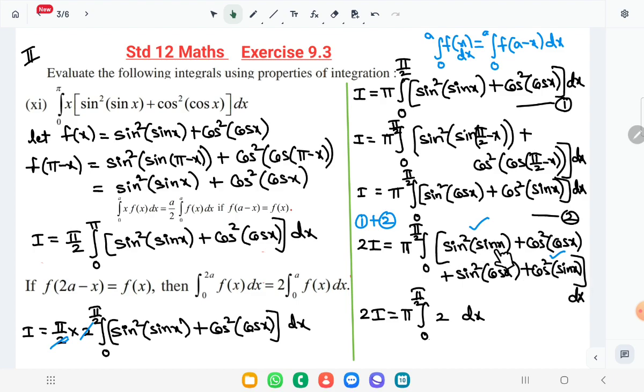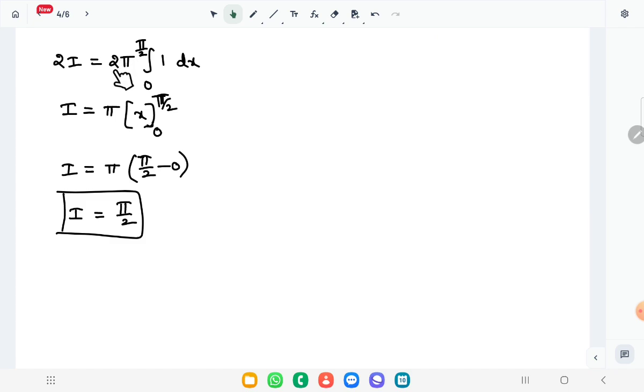So this is like sine square theta plus cos square theta, which is nothing but 1. And also, as we see here, cos square of cos x and sine square of cos x, both have the same angle, cos x. So sine square theta plus cos square theta, since both angles are the same, is also 1. So this is 1, and 1 plus 1 becomes 2. Now 2 is a constant, you can take 2 outside. After taking 2 outside, you will get integral 0 to pi by 2 of 1 dx.